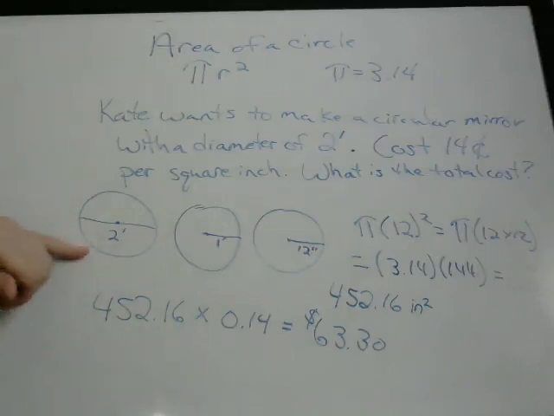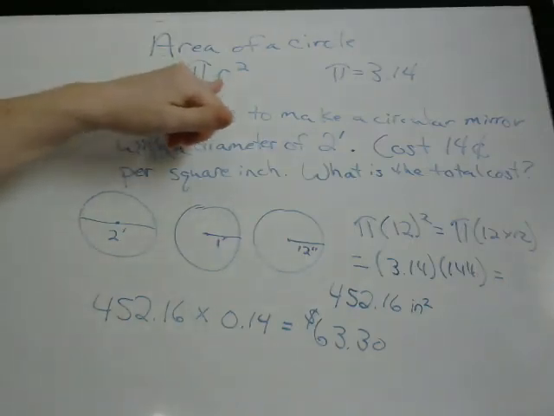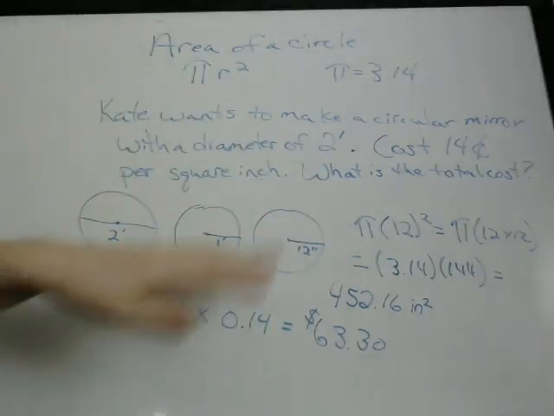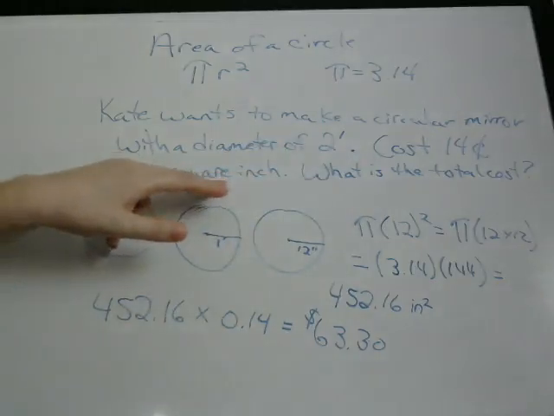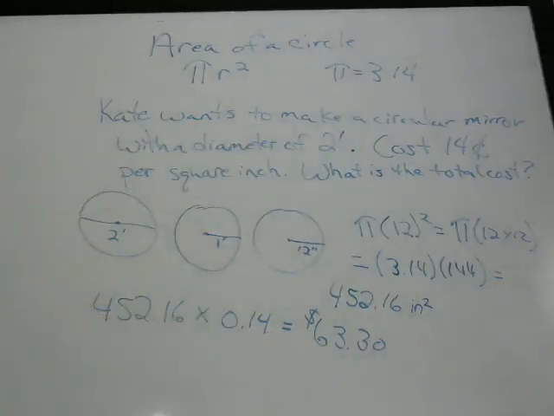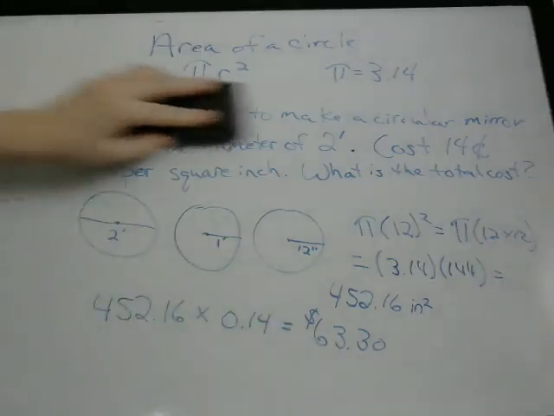So again, if they give you the diameter, you have to find the radius. Make sure your units are right. Find the area. In a question like this, they're telling you the cost per square inch. So first you have to find the area, multiply it by the cost per square inch, and then you get the total cost. We'll do another question.